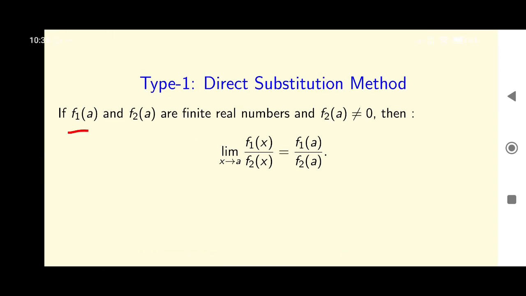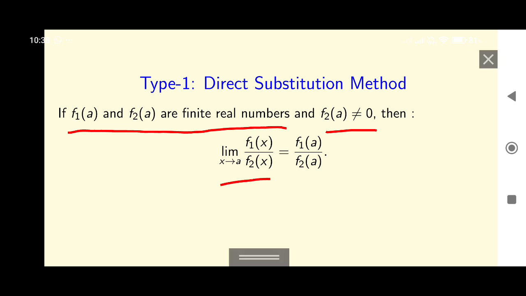Here, if f1 and f2a are finite real numbers and f2a is not equal to 0, if these two are the condition, then when we evaluate this type of limit, you just put x is equal to a and you will get the answer. Okay.